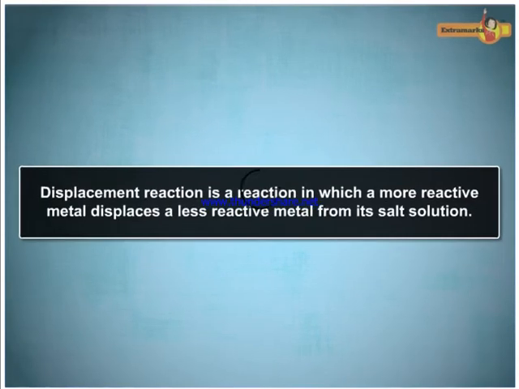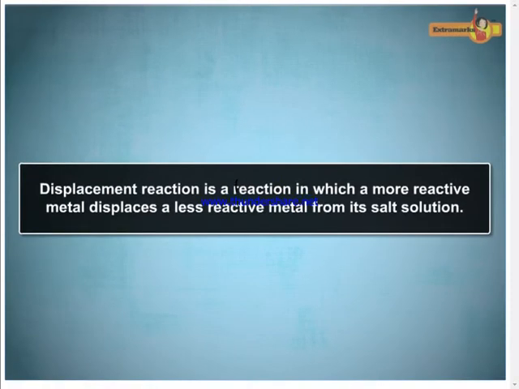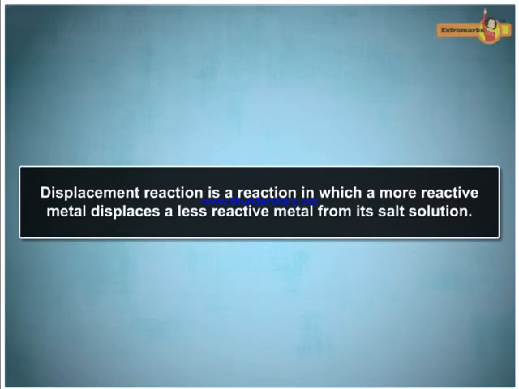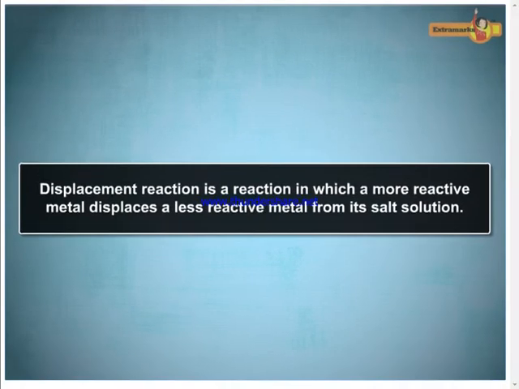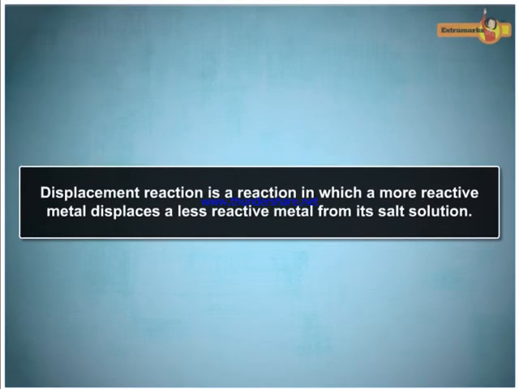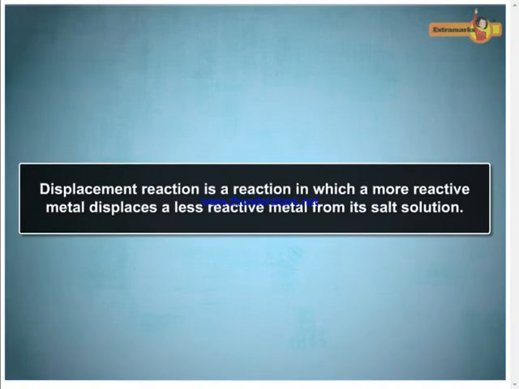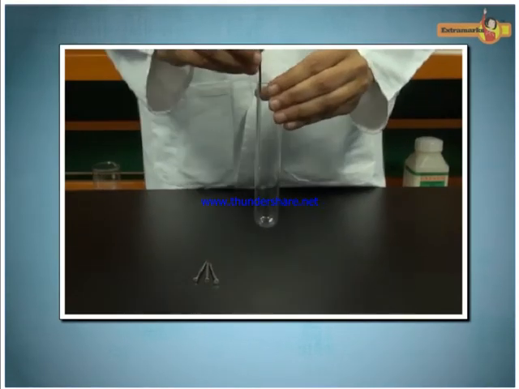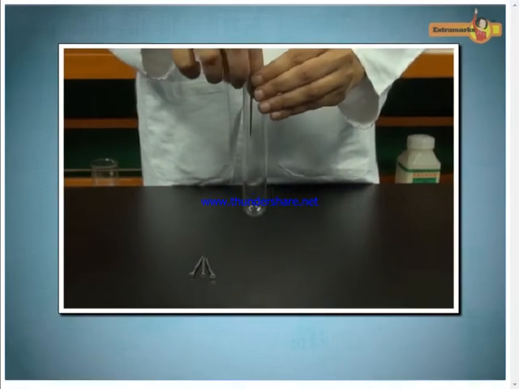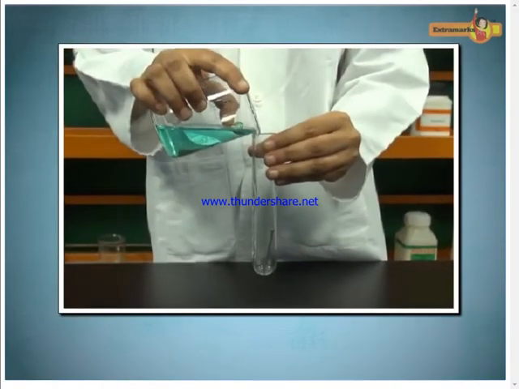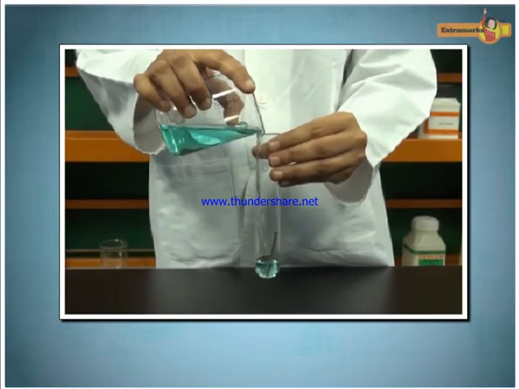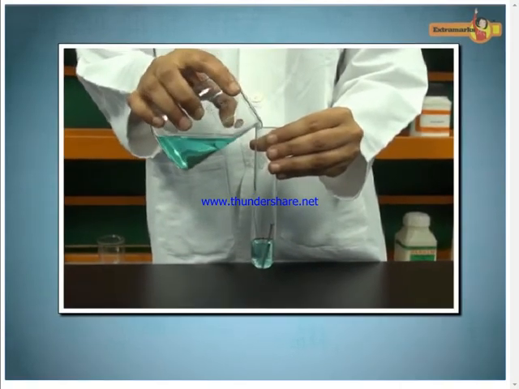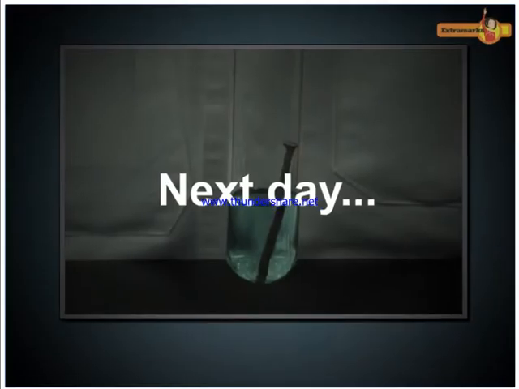Displacement reaction is a reaction in which a more reactive metal displaces a less reactive metal from its salt solution. Let us understand it with the help of an experiment. Take an iron nail in a test tube. Add small quantities of copper sulfate solution in it and leave it for a day. Observe it the next day. Did you notice any change?